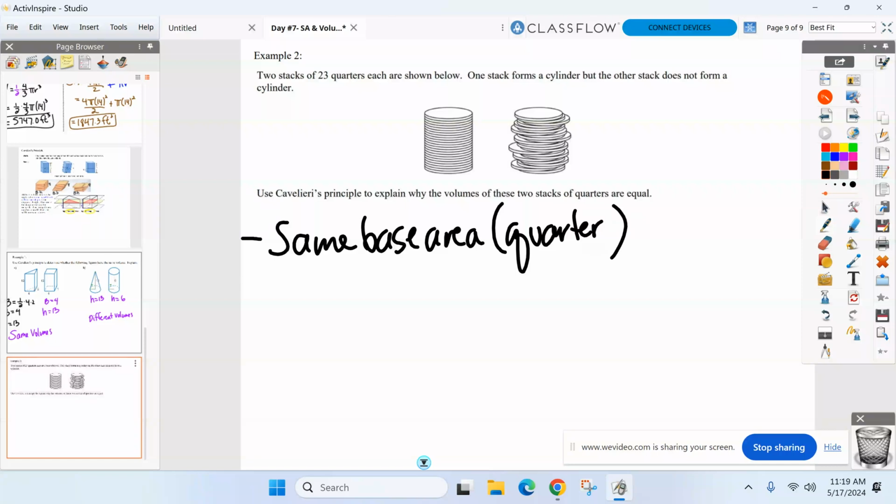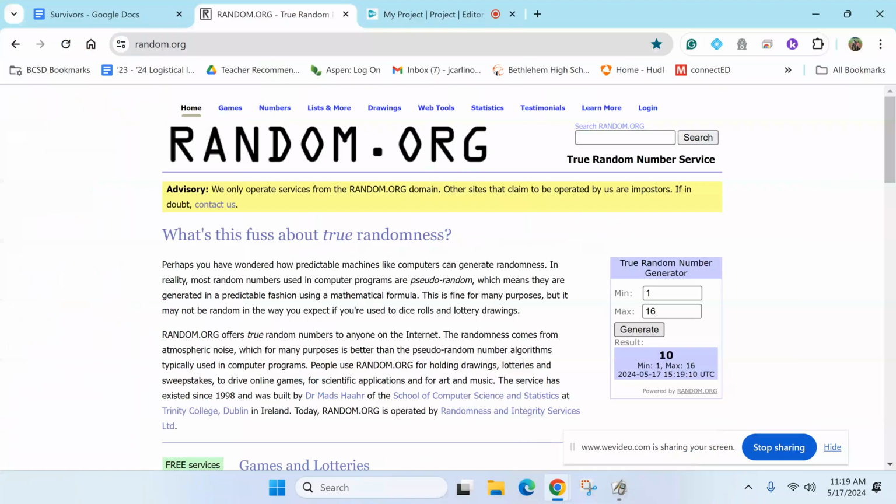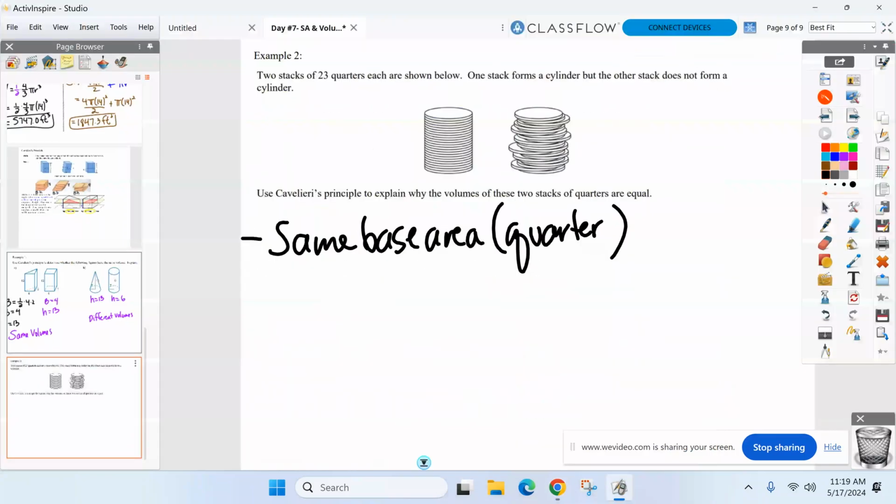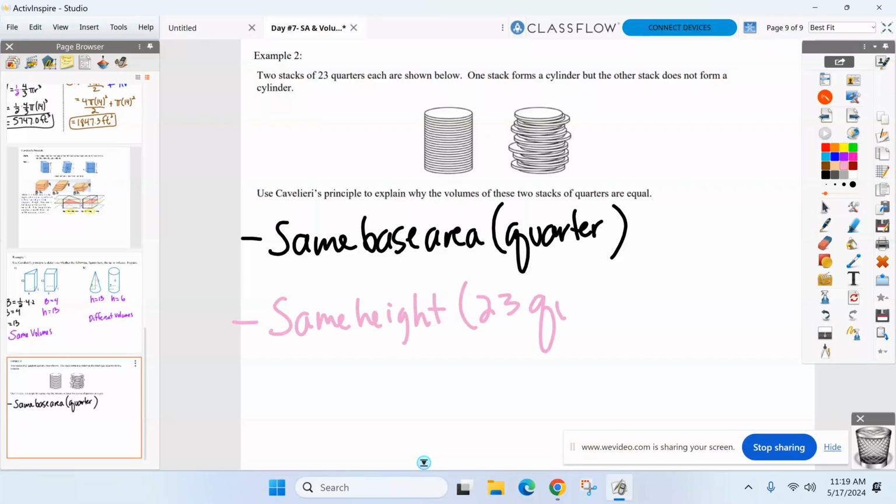And how can you tell me why the heights are the same? Because remember, the base area has to be the same and the heights have to be the same. How do I know those heights are the same? What tells me in the problem the heights are going to be the same? Matt, finish us strong. They're the same amount of stacks. How many are in there? 23, yeah. Same height. 23 quarters. All right, that's how I know they're the same height. 23 quarters.